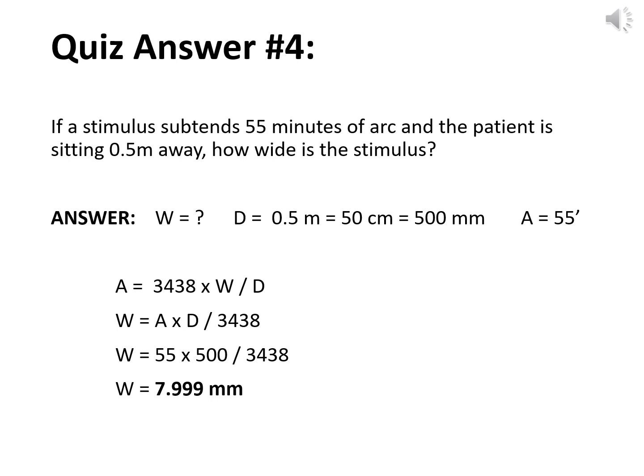We manipulate our formula to solve for W, and we find that W equals A, the visual angle, times D, the distance from the stimulus, all divided by 3,438. So W equals 55 minutes of arc times 500 millimeters, or 0.5 meters, all divided by 3,438. And so W equals 7.999 millimeters, or 8 millimeters.